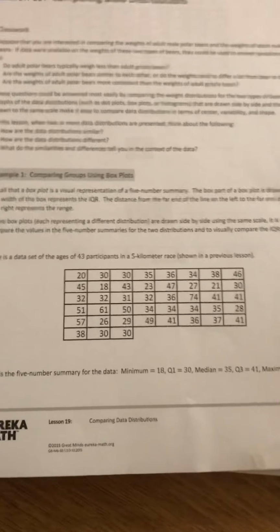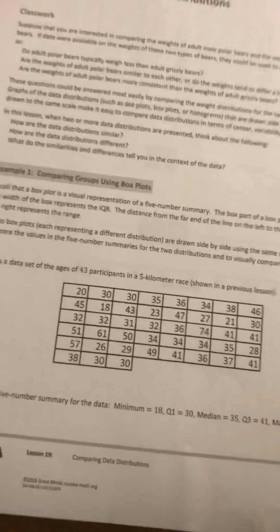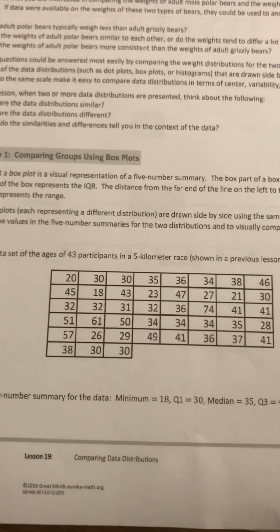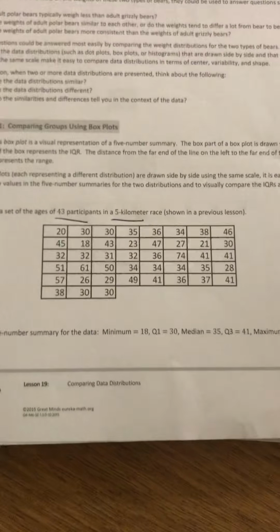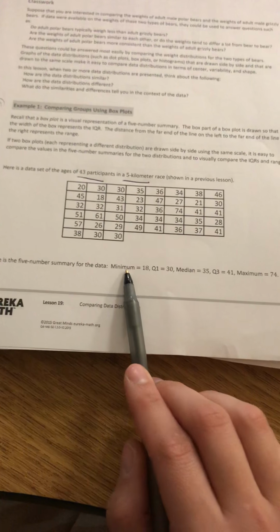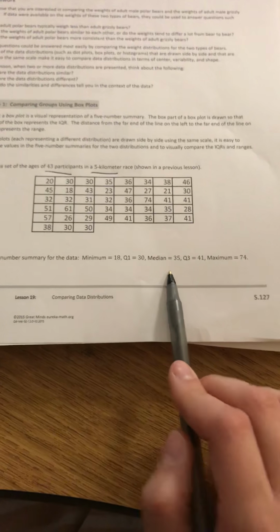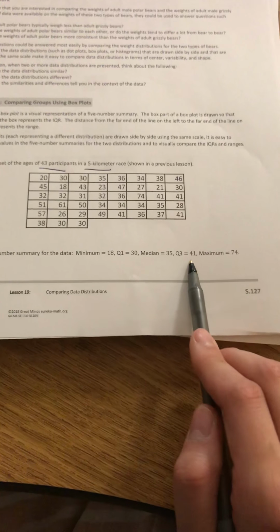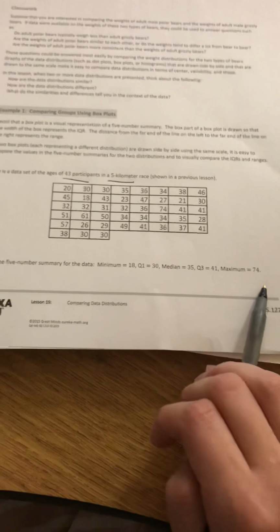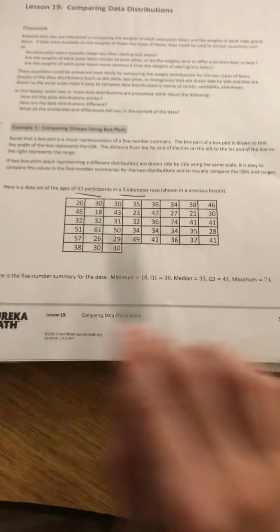So you have a list of data right here, and it is the data for the 43 participants in the 5-kilometer race. So 43 participants, 5-kilometer race, and it gives you the 5-number summary. Minimum is 18, Q1 is 30, median is 35, Q3 is 41, maximum is 74. Again, we could list these from least to greatest, and we can find all of those on our own. And then when you turn the page, it gives you a different set of data.